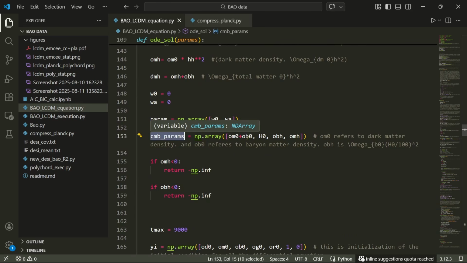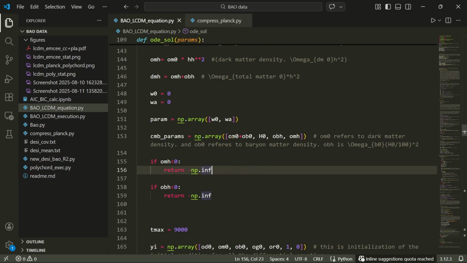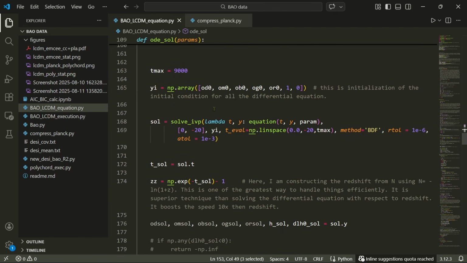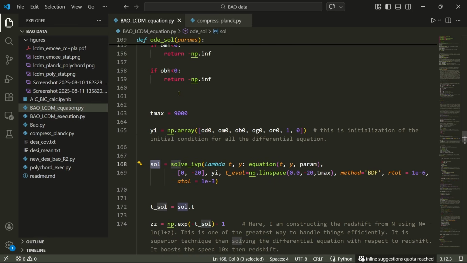Now for the CMB likelihood, you have to give certain parameter combinations, and it will compute when you have these values like omega b0, omega m0, the total matter density at present time, the Hubble parameter, omega bh square, and dark matter omega mh square, omega dmh square. So these are the initial conditions that I have given, and there is a solution that I am actually finding.